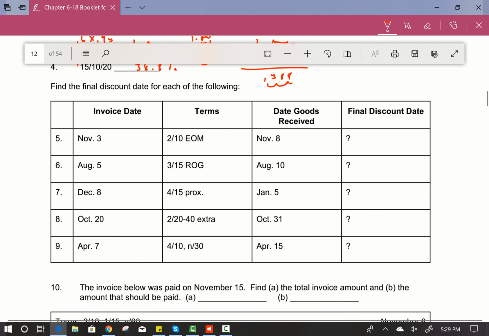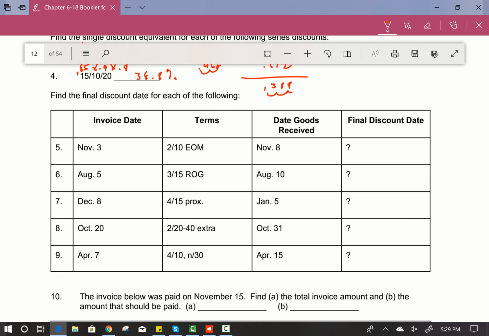Okay, these next problems, we're going to find the final discount date. If the invoice date is November the 3rd and the terms is 2% discount if taken within 10 days from the end of the month, then we're not going to pay any attention to the date that the goods are received. Since this is before the 25th of November, I'm going to go to December and add the number of days in the terms, which is December the 10th.